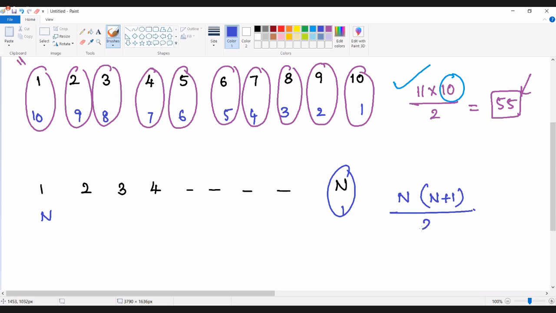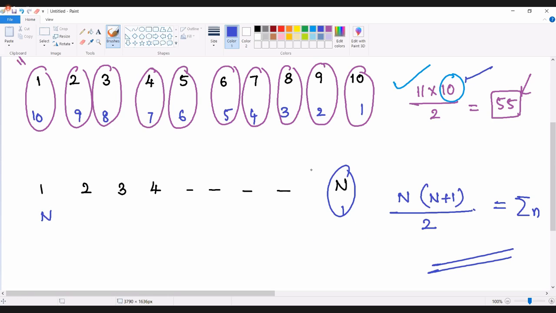N times n plus 1, half of that will give the sum. That is what we learned as the sigma n formula. So what is the sigma n formula? Sigma n is nothing but n into n plus 1 by 2. If it is 1 to 10, it is 10 into 11 by 2. If it is 1 to n, it is n into n plus 1 by 2.